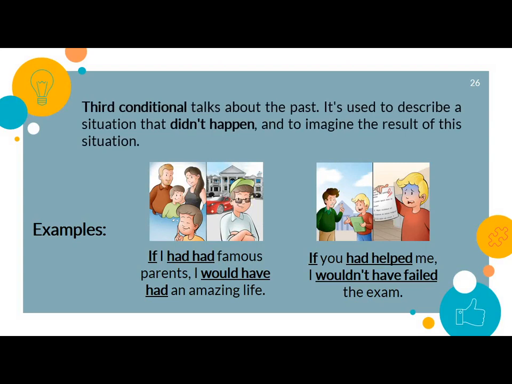In the case of the use, the third conditional talks about the past. It's used to describe a situation that didn't happen and to imagine the result of this situation. A situation that happened or didn't happen in the past, so we can say it like that, and the result, imagining the result in the past. First example: if I had had famous parents, I would have had an amazing life.